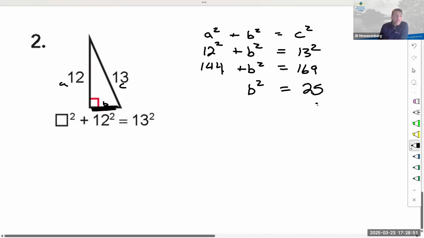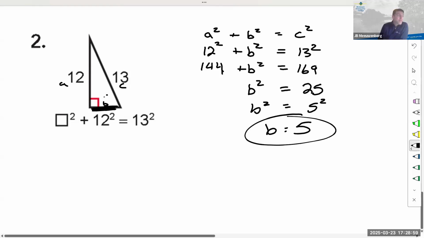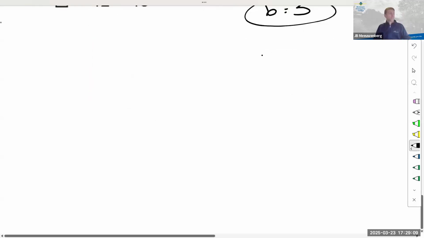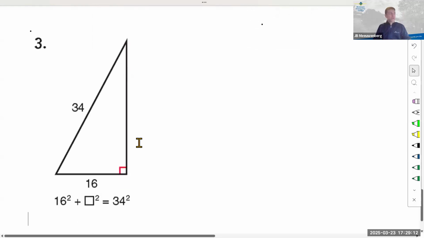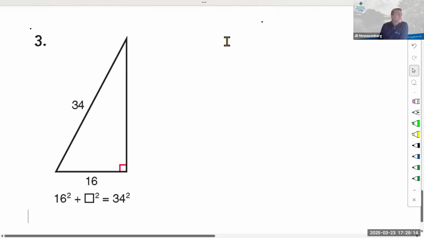We know that 25 is 5 times 5. So if B squared equals 5 squared, then B has to equal 5. This third side over here, B, is going to equal 5. 5 squared plus 12 squared is equal to 13 squared. Let's do one more. Again, if you didn't get that one, try this one instead.